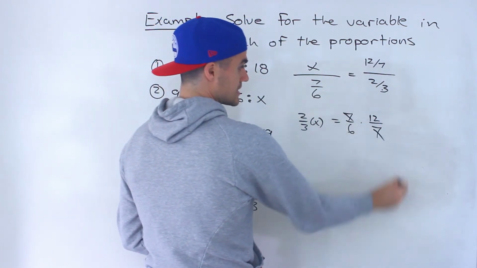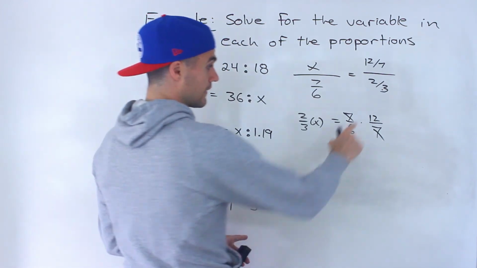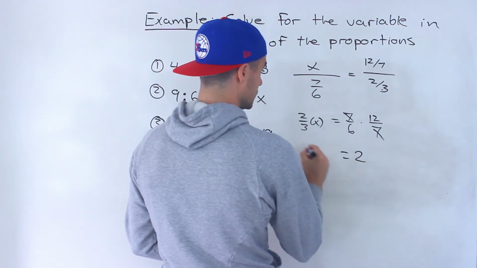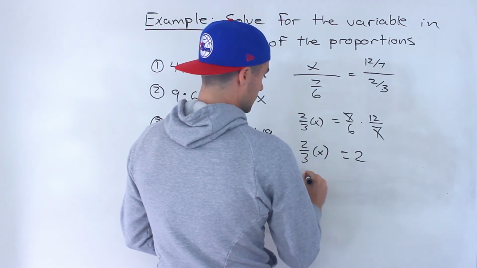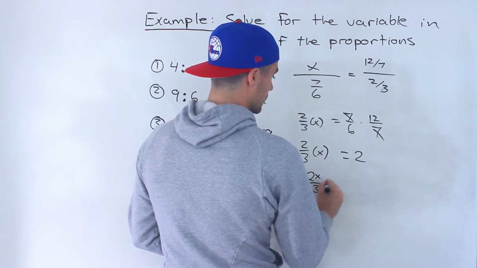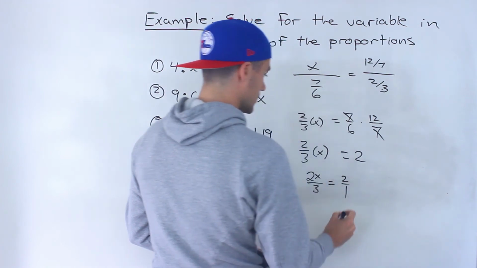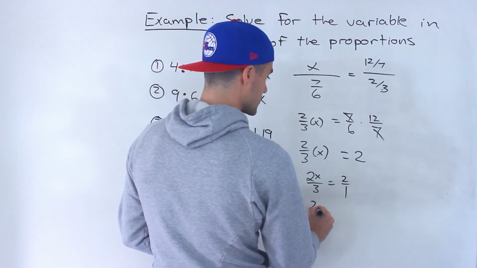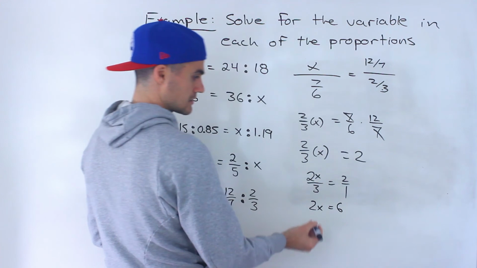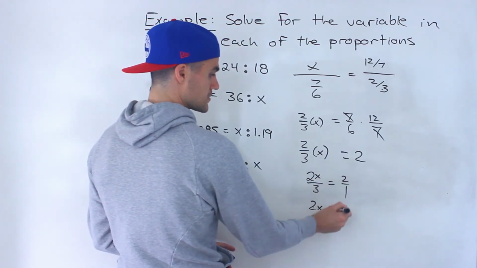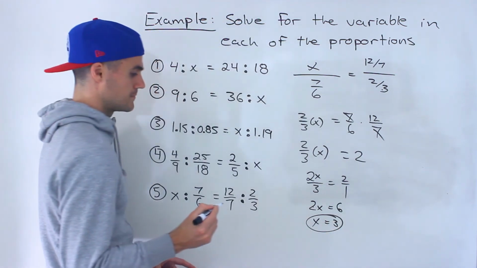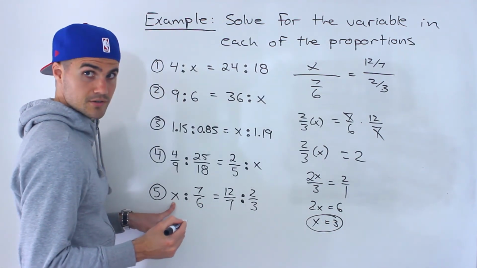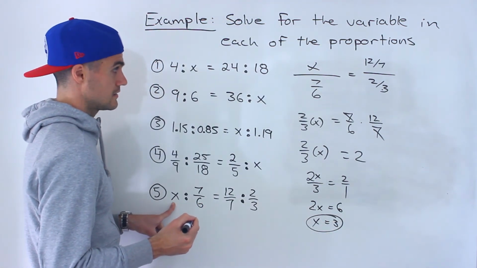Notice this simplifies nicely because the 7's cancel out, and then 12 over 6 is just 2. So we got 2 over 3x. We could rewrite this as 2x over 3 is equal to 2 over 1. Cross multiply, so we'd have 2x equals 6. Right? 2x times 1 is 2x, 3 times 2 is 6. Divide both sides by 2, x would be 3. Right? So the answer here is 3.